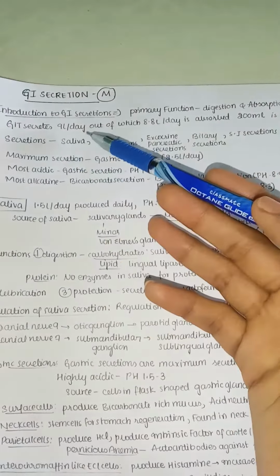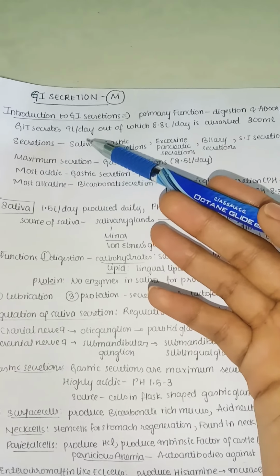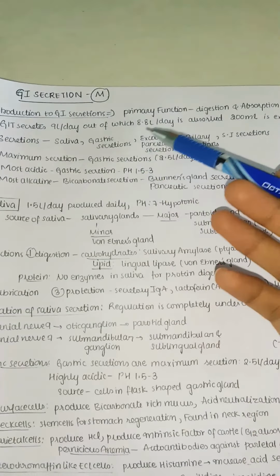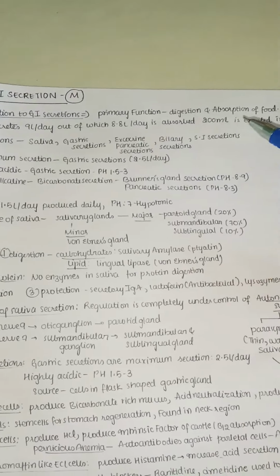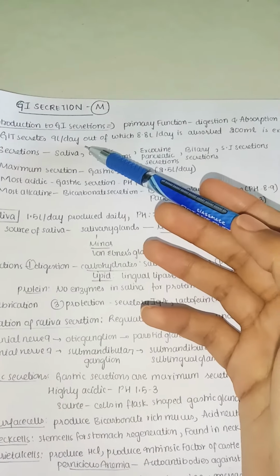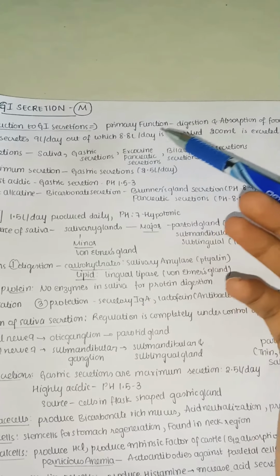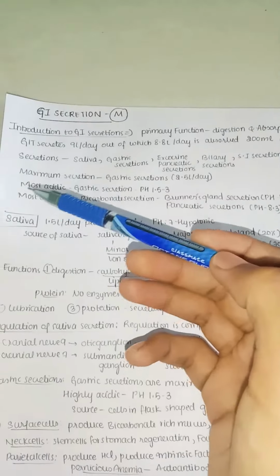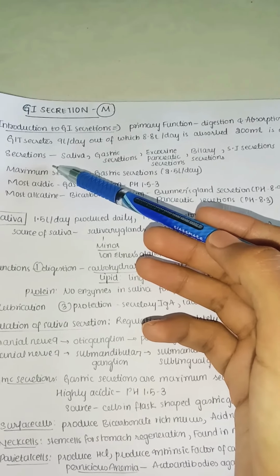The GI system secretes about, you can imagine, 9 liters of secretions per day, and out of which of course 8.8 liters per day is reabsorbed back. So only 200 ml is excreted in the stool. So remember, 9 liters per day of GI secretions, in that 8.8 is reabsorbed and only 200 ml is getting out from the stool. So what are the GI secretions, starting from the top to the bottom?